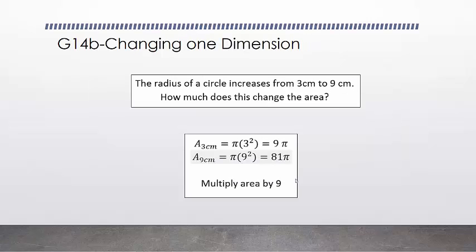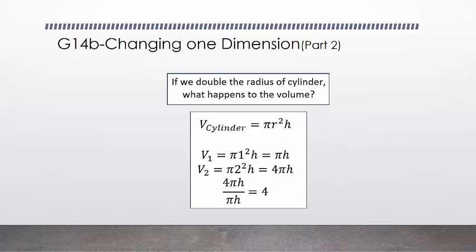Now, changing one dimension. If the radius of a circle increases from 3 to 9, how much does that affect the area? It affects it by a factor of 9, because we know pi r squared is the formula for the area of a circle.